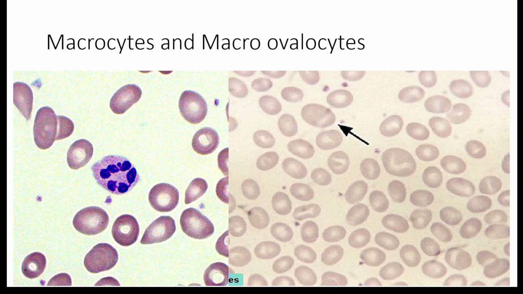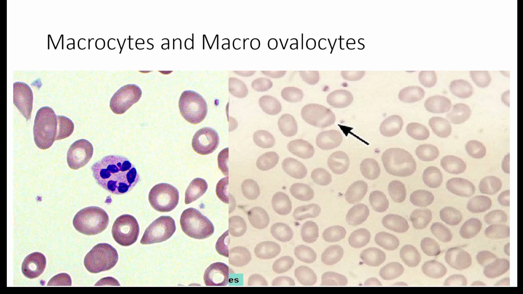Macrocytes and macroovalocytes. Now what is a macrocyte and a microcyte? In the previous lecture, I said the size of a RBC, the size of the nucleus of a small lymphocyte is roughly the estimate of the size of the RBC. Anything larger is called a macrocyte, anything smaller is called a microcyte.